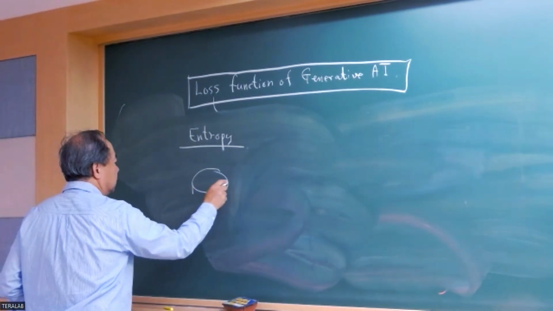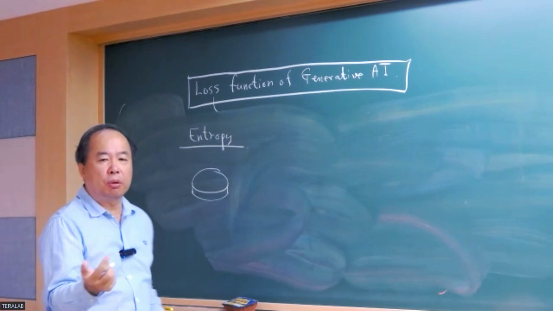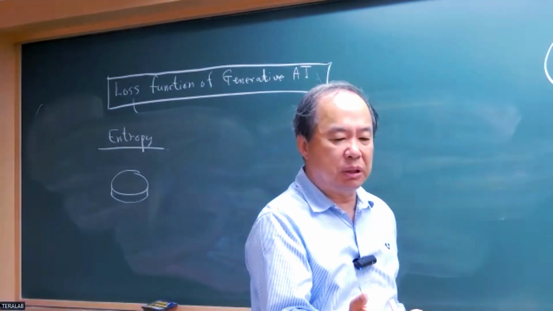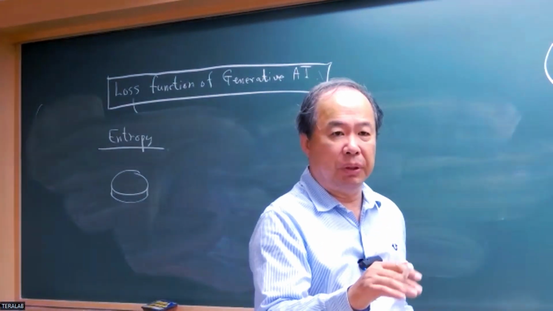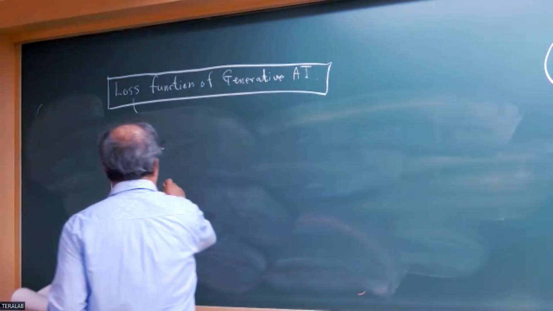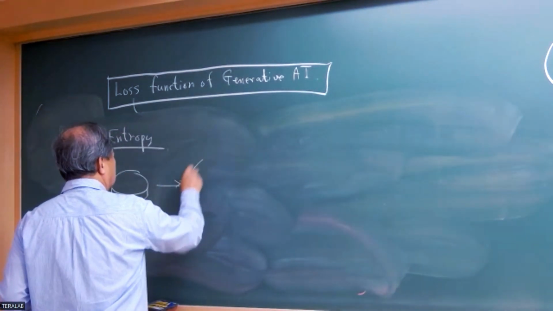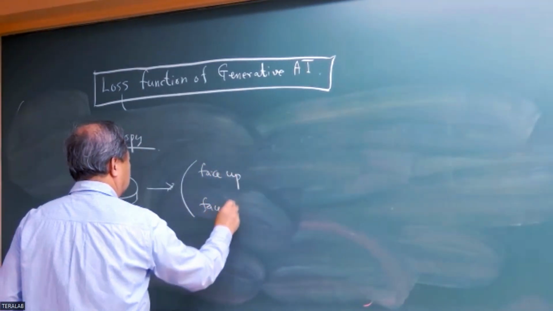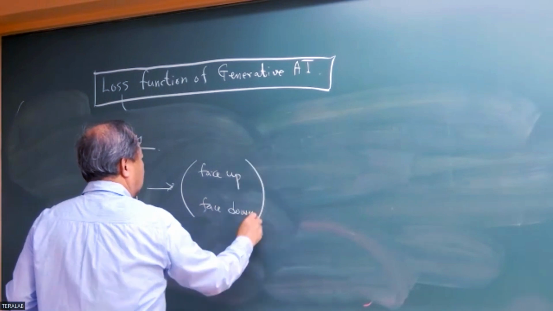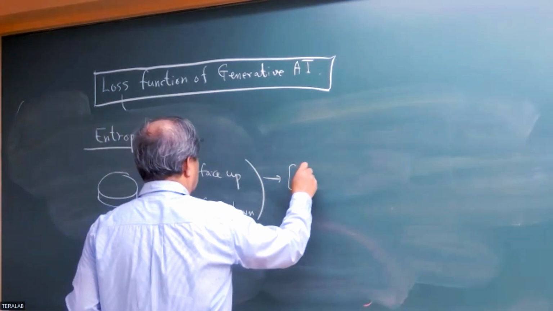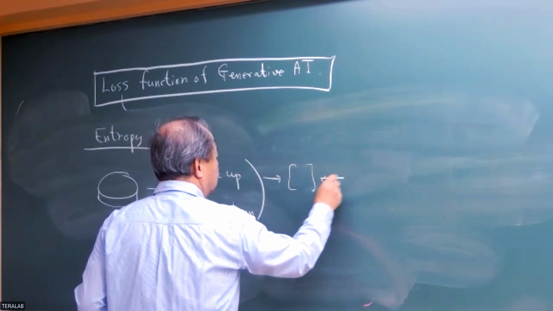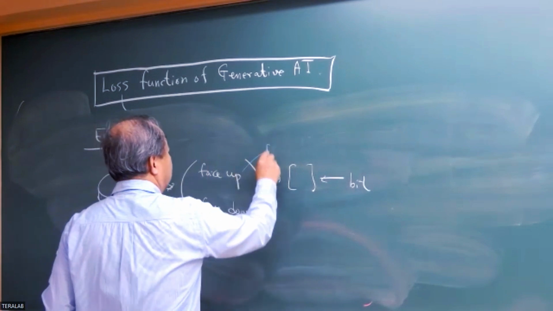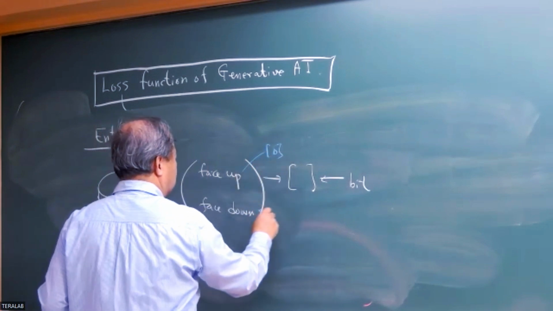Let's assume you have a coin. You throw the coin on the floor, and it will stand as face up or face down. So the probability is for face up, and then you need only 1 bit of information. Face up can be represented by 0, face down can be represented by 1.